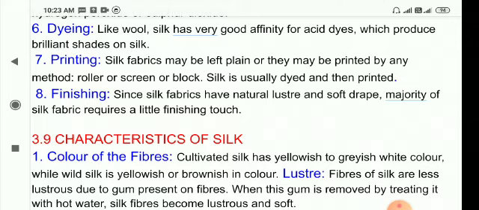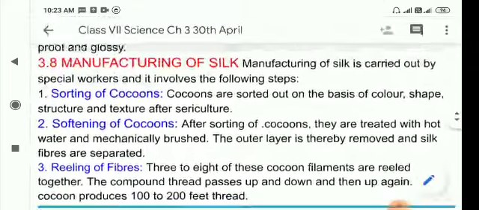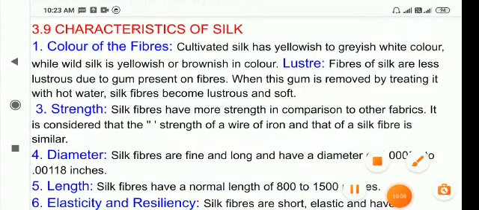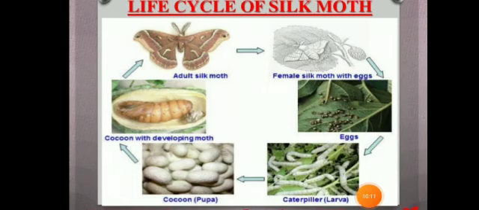Now students, after we have discussed the manufacturing of silk, we will discuss the characteristics of silk. But one thing we had left, that is the life cycle of the silk moth. So first we'll discuss the life cycle of the silk moth. The silk moth has to pass through different stages of its life, and in this diagram you can see the different stages shown.